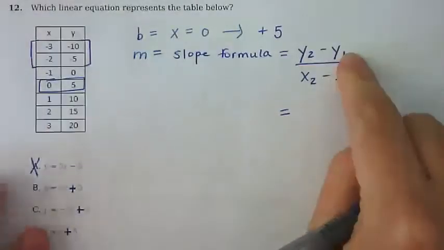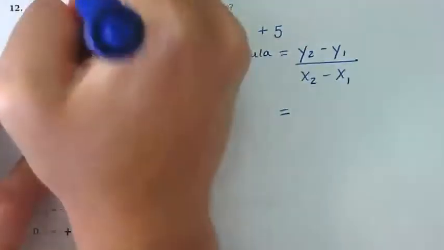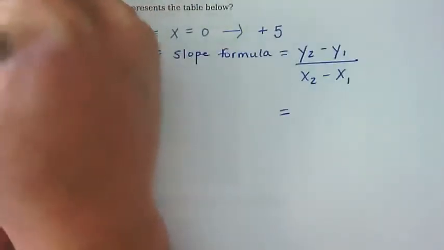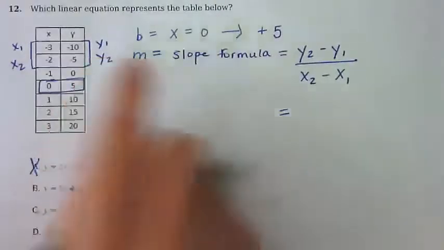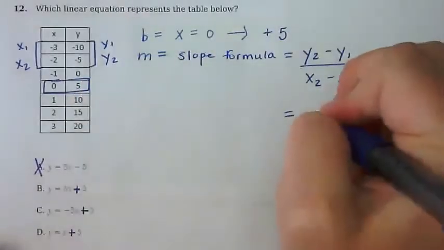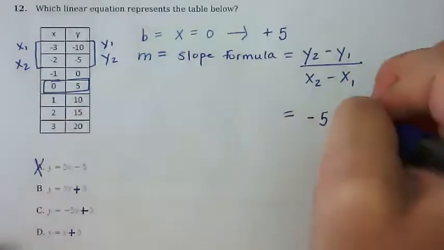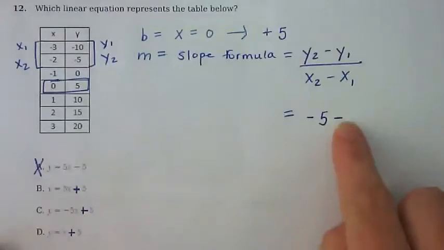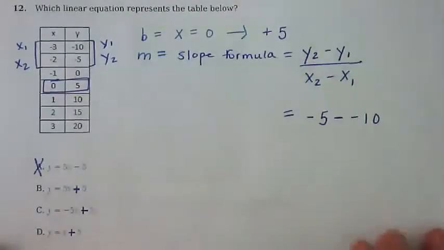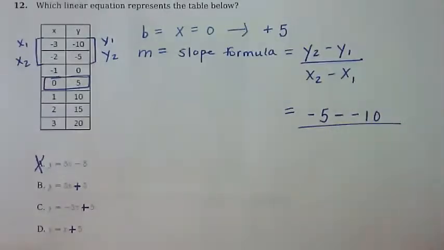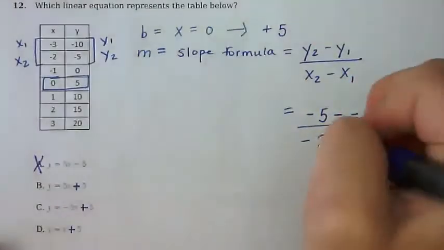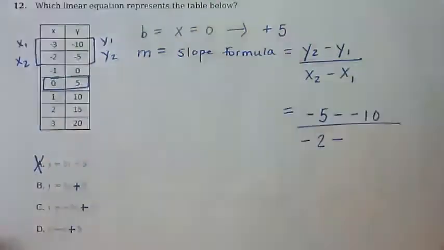So y2 minus y1, so y1, y2, x1, x2. So I would label first, then plug them in. So plug in very carefully. So y2, negative 5, go ahead and write your subtraction sign, minus negative 10, all over x2, so negative 2, subtract negative 3.